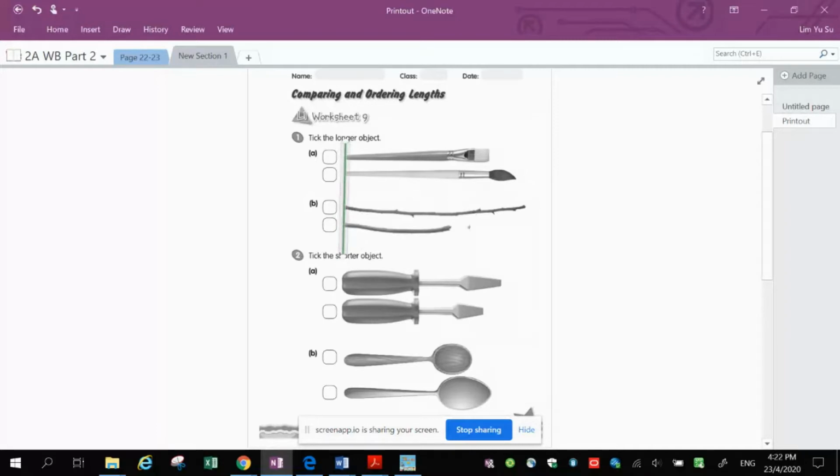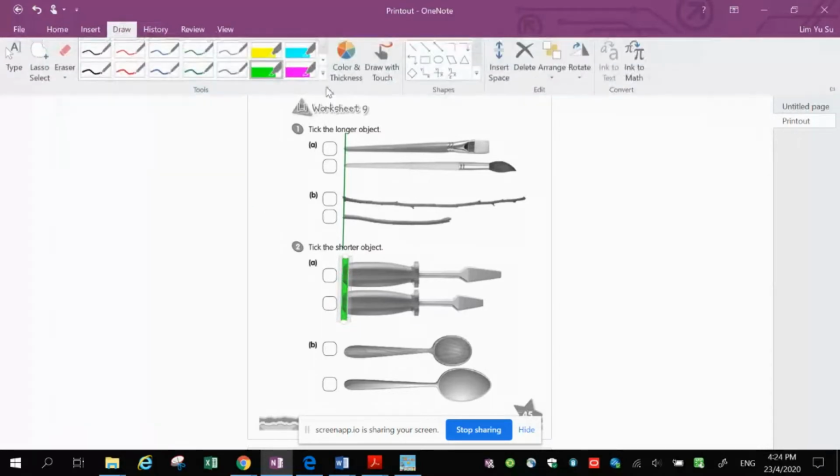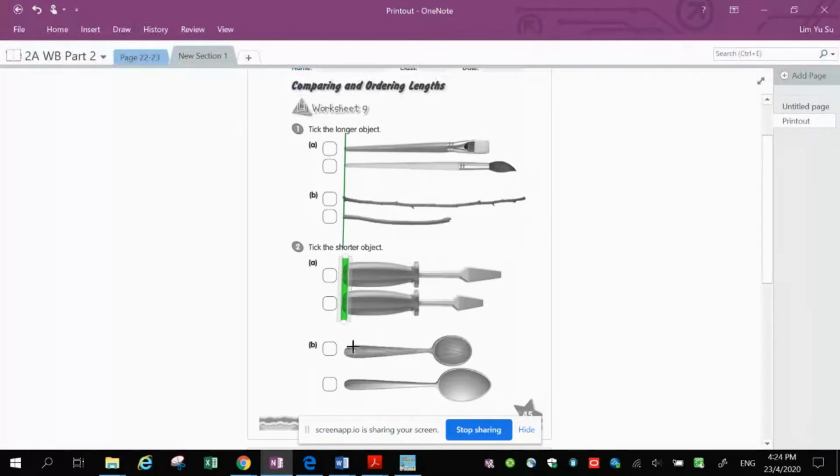Right, from here, you see that these four objects all start with the same starting line, okay? But we are looking at question A and question B separately. Now, before we begin, let's do the same for question 2. Draw a line to check if they are all starting at the same starting point. Okay, so for question 2A, yes, they are starting at the same starting line. Let's check for 2B as well.